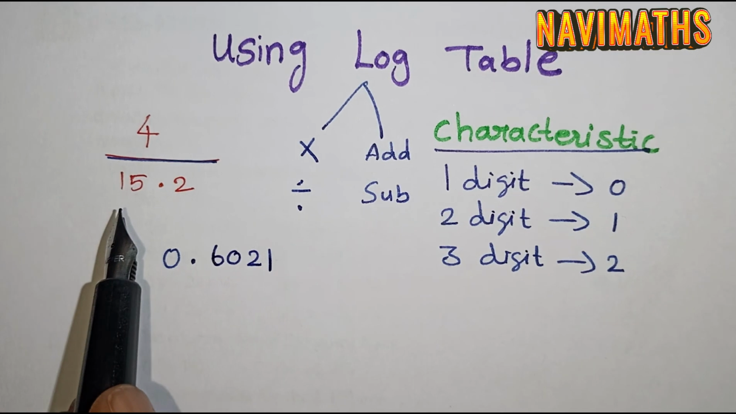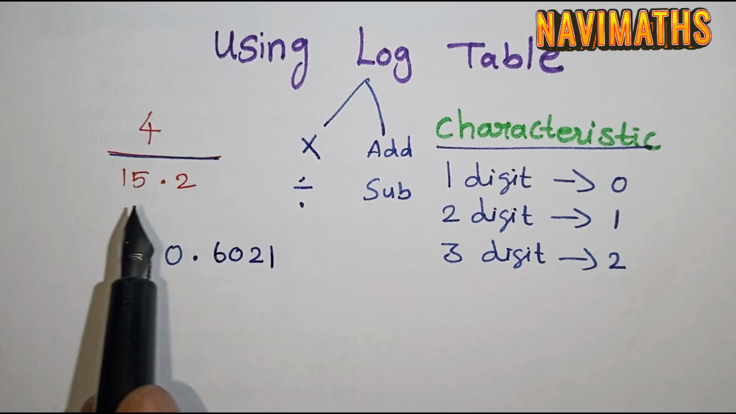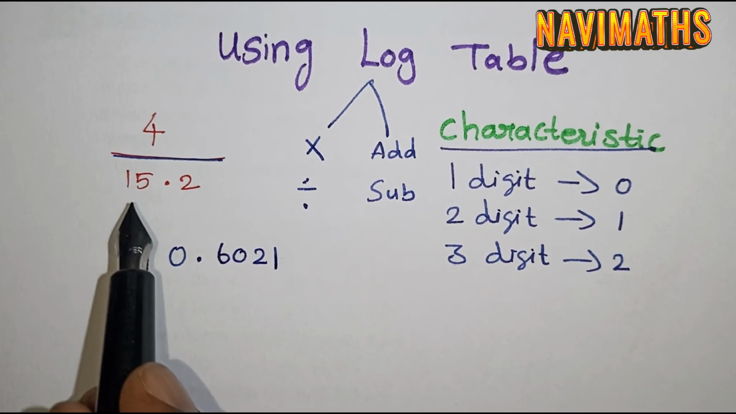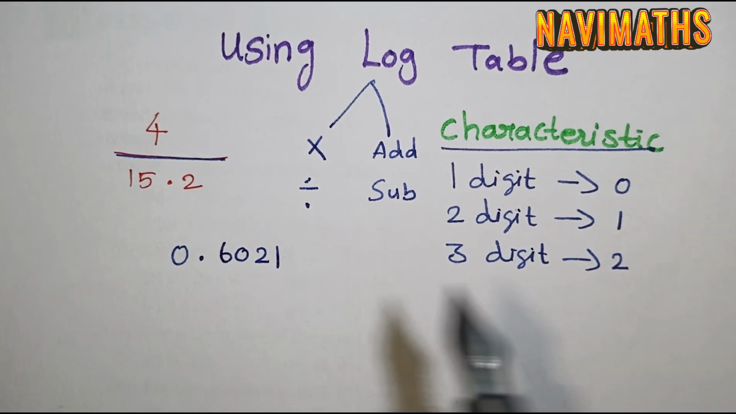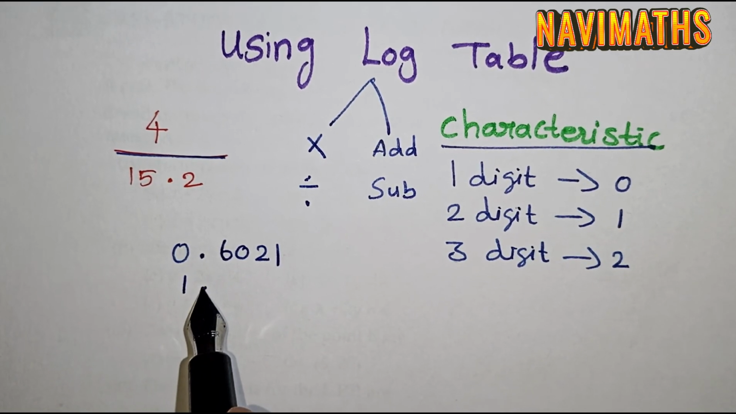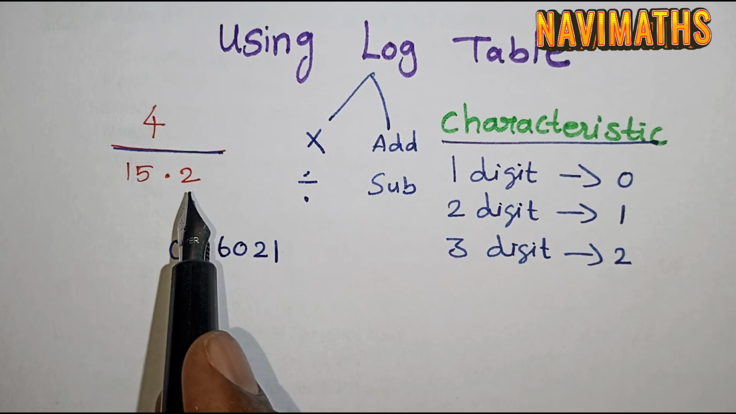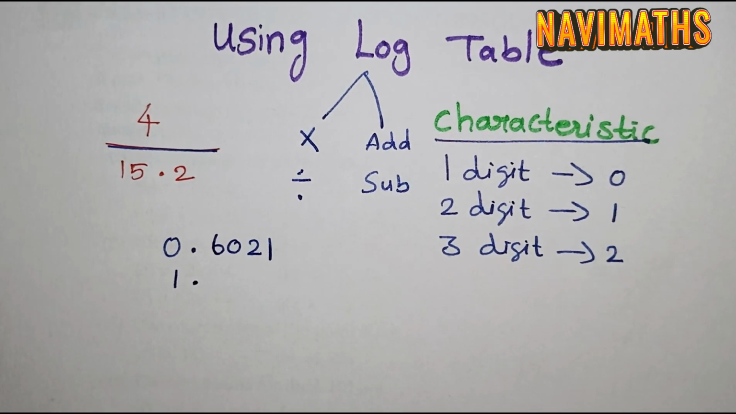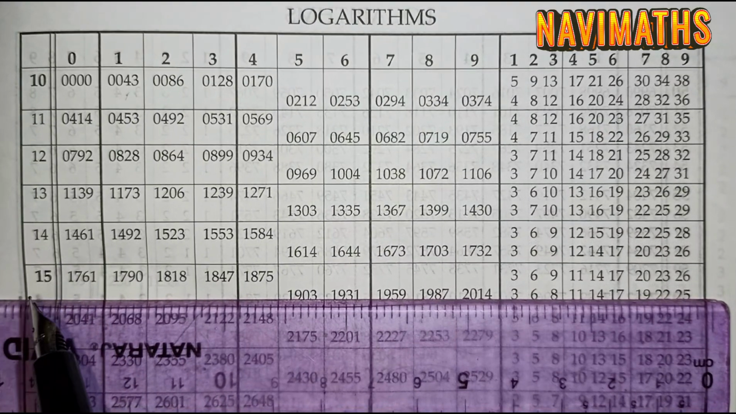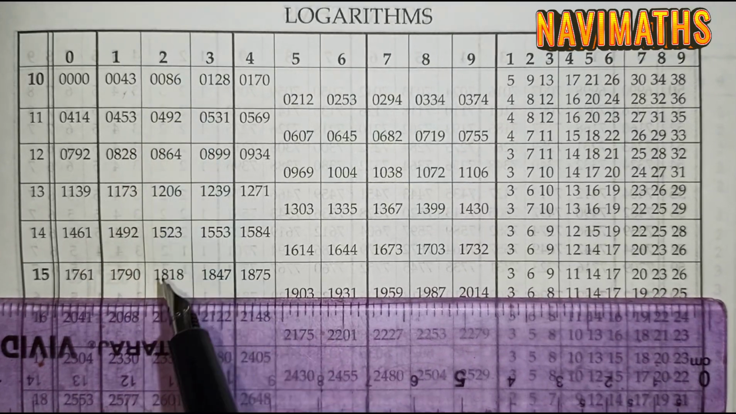Now come to the denominator number 15.2. Here the whole part is a 2-digit number. For a 2-digit number we should take the characteristic 1. So write 1 point. In 15 we have to see 2. Now go to the log book. Now 15 is given here. 2 is the third column.